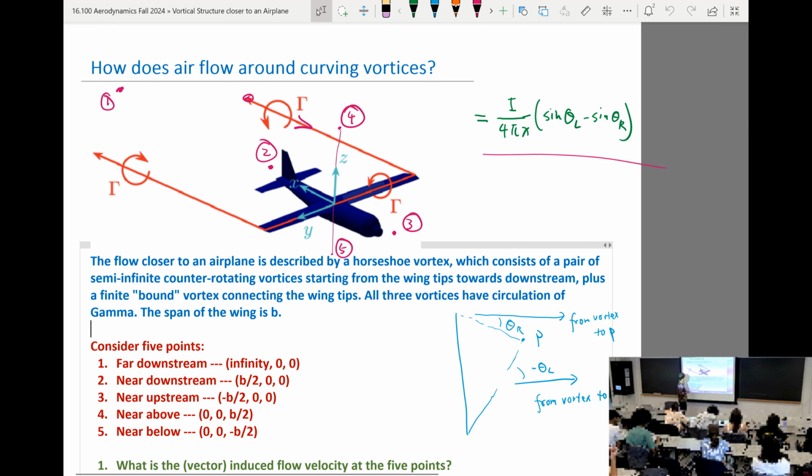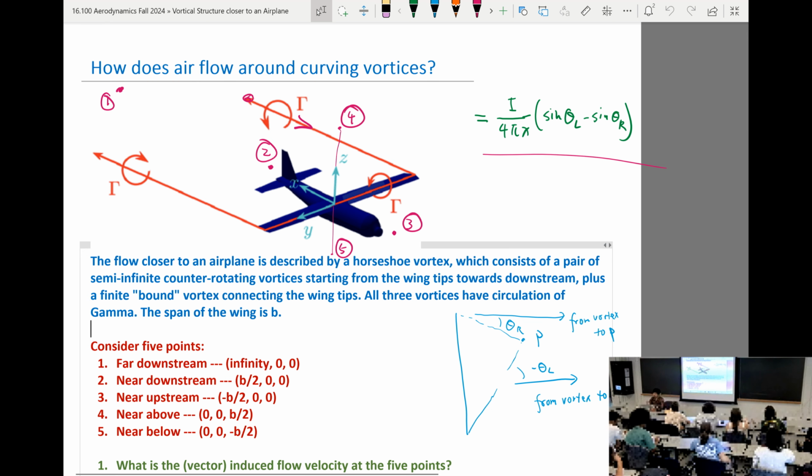Okay. Let's consider several points, and for all these points, let's think about what is the effect of all the vortices. Let me just copy what we wrote down before. Let's move it left a little bit. And see if we can figure out what the induced velocities are at the 5 points.